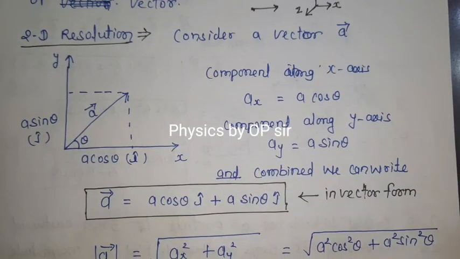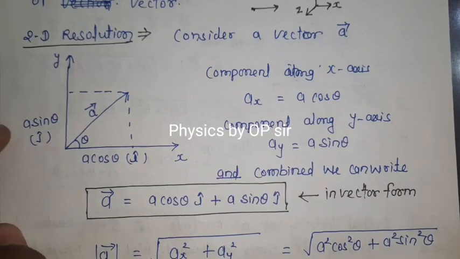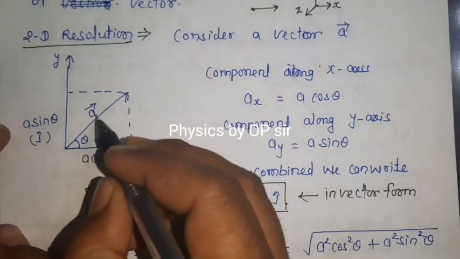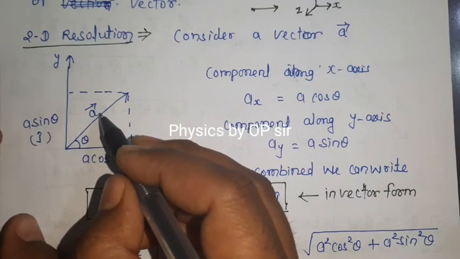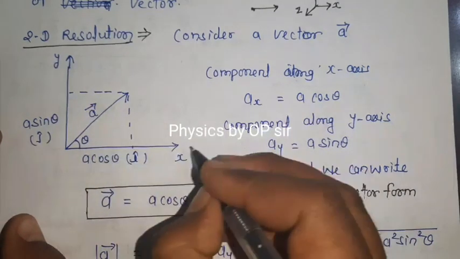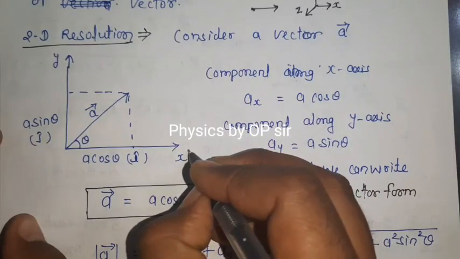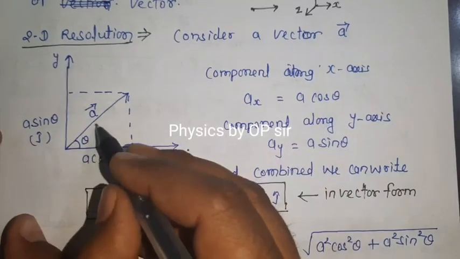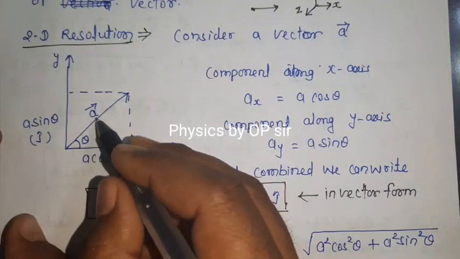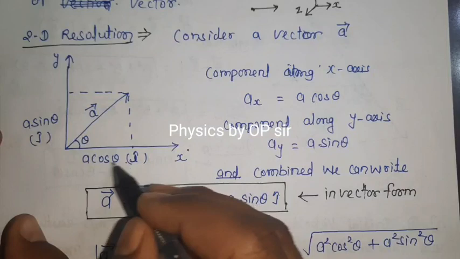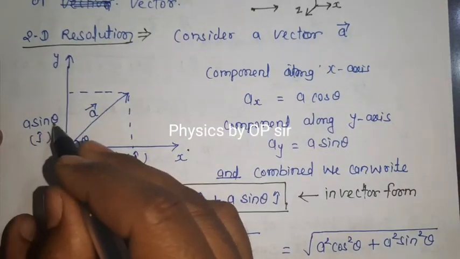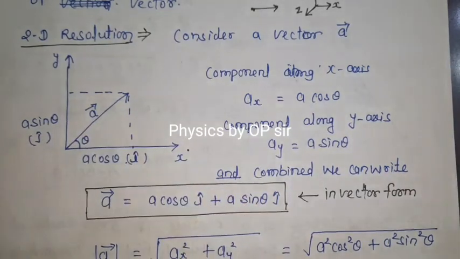How your vectors are resolved. For 2D, we are taking a vector A making angle theta with the x axis. The component of this A vector in the x direction is A cos theta, and in the y direction A sin theta. How does this come? A cos theta and A sin theta.